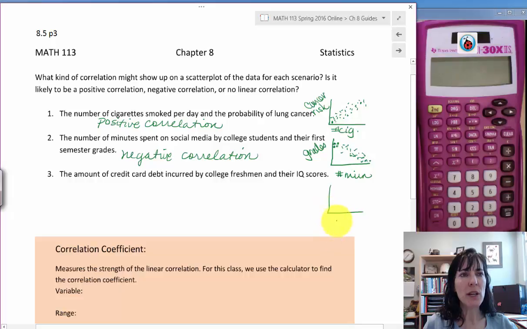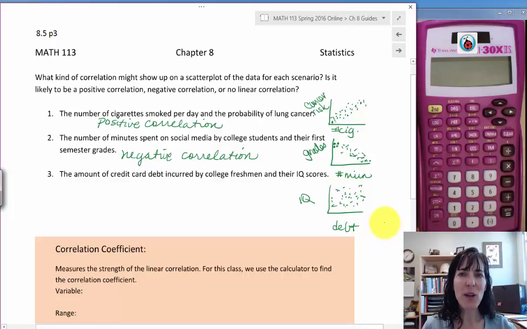So we're thinking about debt and IQ. And if there was a correlation, then it would mean that the smarter a person was, the less likely they were to be in debt, or the other way around, the smarter a person was, the more likely they were to be in debt. And I really don't think that there is any correlation, because some smart people I know are in debt, and some smart people I know are totally not in debt.